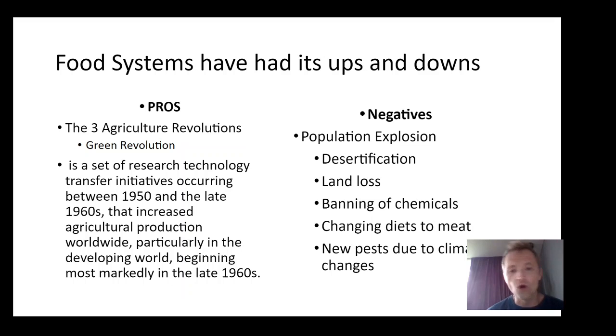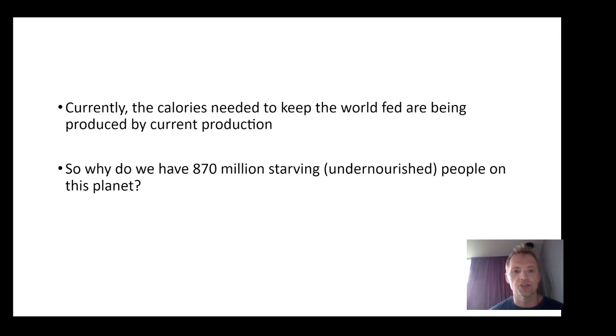Meat is horrible for the environment, and we'll discuss that. And then there are new pests due to global climate change. Pests are adapting to better combat us and our ways of stopping them. So there are pros and cons to what we've seen in the past when it comes to agriculture.